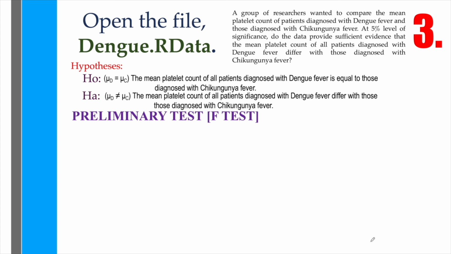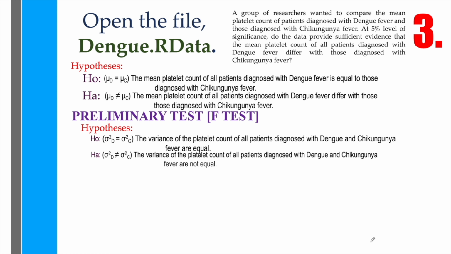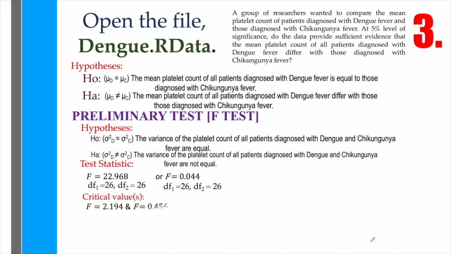in which the null hypothesis implies that the population variances of the platelet count of patients diagnosed with dengue and chikungunya are equal, and the alternative hypothesis is that the population variances are not equal. As for the test statistic, we computed the value of F, which is 22.968 and 0.044, with df1 and df2 of 26. Then we also found the critical values, which are 2.194 and 0.456.